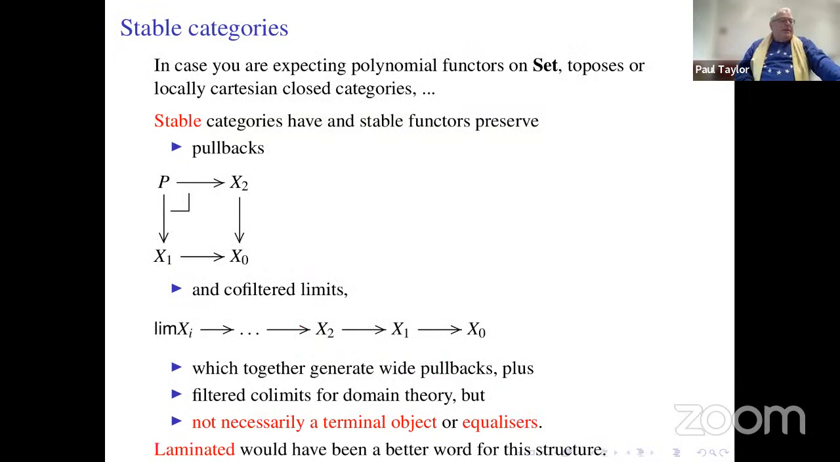I need to stress that my polynomial functors may be similar to those of others, but they're going to be on categories that do not usually have terminal objects. That's a main thing to be aware of. They're called stable for reasons that I will tell you in a moment. I wish that they had been called laminated. So if we're taking this subject forward, I'd like to have a change of name.